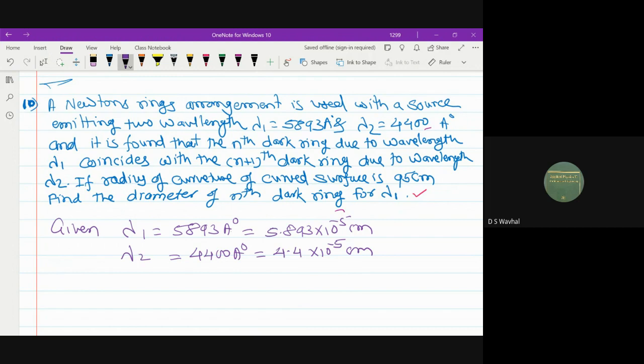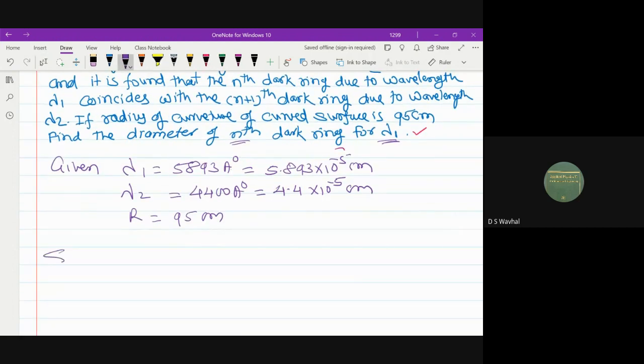Let us read again. A Newton's rings arrangement is used with a source emitting two wavelengths, lambda 1 and lambda 2. It is found that the nth dark ring due to wavelength lambda 1 coincides with the (n plus 1)th dark ring due to wavelength lambda 2. So the wavelengths' dark rings are coinciding. If the radius of curvature of the curved surface is 95 centimeters, so capital R is 95 centimeters, find the diameter of the nth dark ring for wavelength lambda 1, and of course that would be for the (n plus 1)th dark ring for wavelength lambda 2.